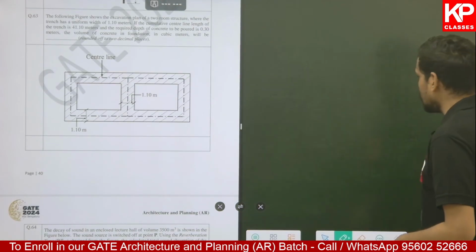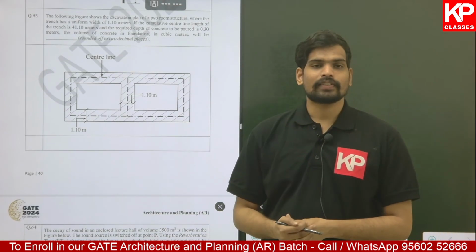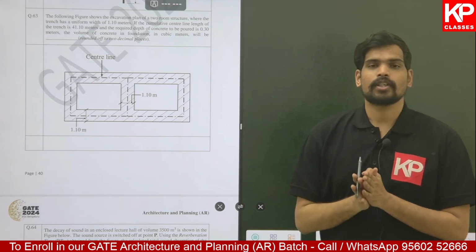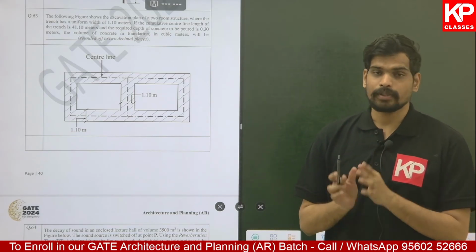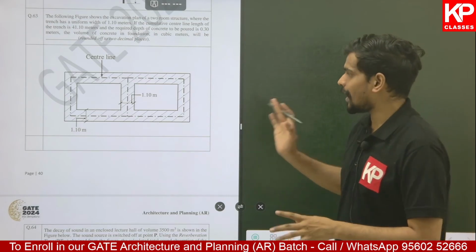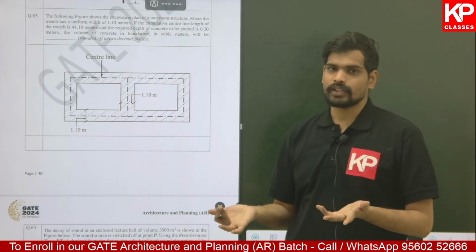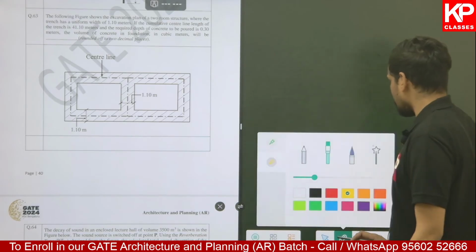The next question, question number 63, again a 2 marks question from the estimation part. Estimation, as per the official syllabus, is part of the common part, but the question has been asked in the architecture paper. As you know, the boundaries are not very rigid in the examination. Let us try to solve this question.